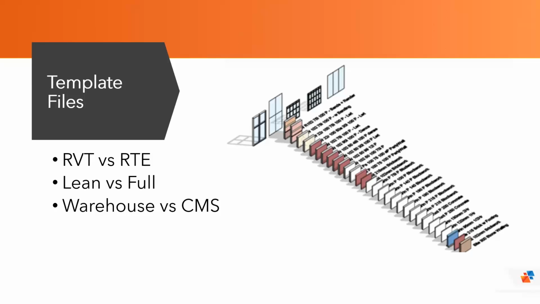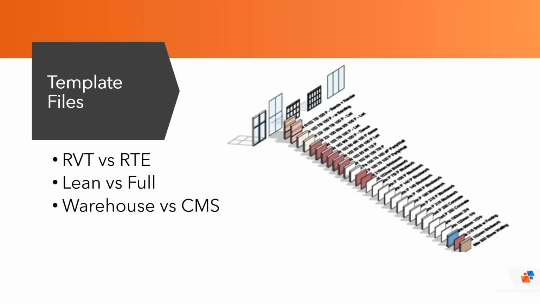But I find most of the customers I work with are using RVT, Revit project files, as their template and opening it detached and then doing a save as in order to make sure they have things set up with work sets right from the get-go. So the RVT requires that you use the open command, whereas the RTE uses the new command.